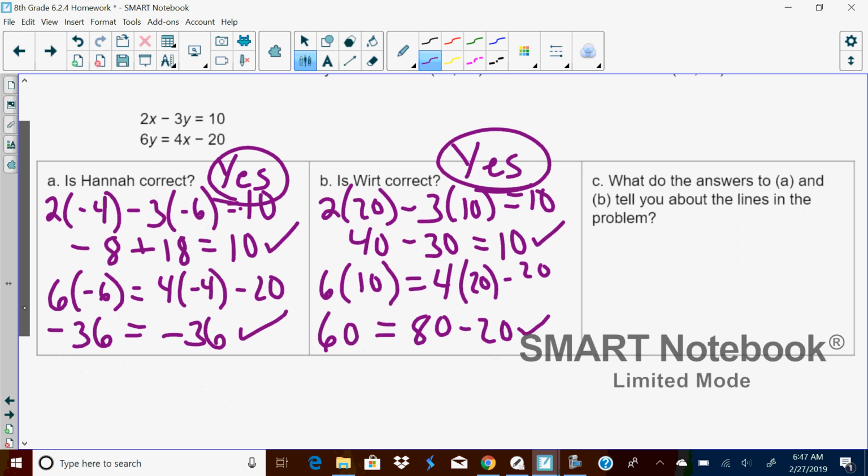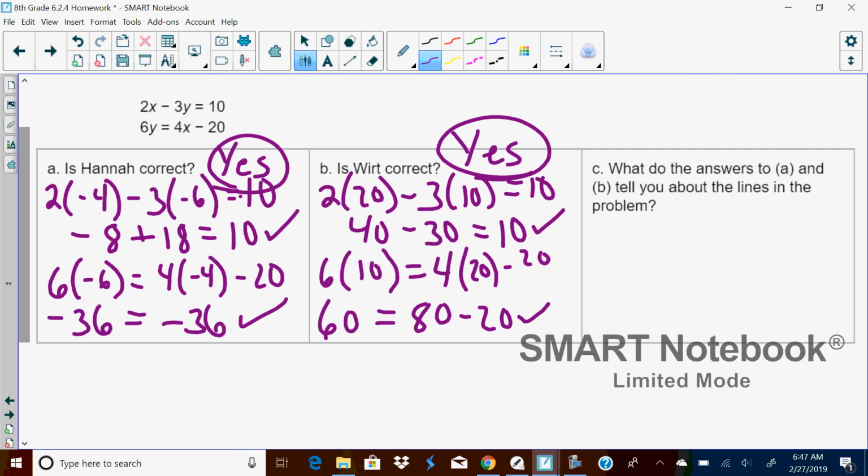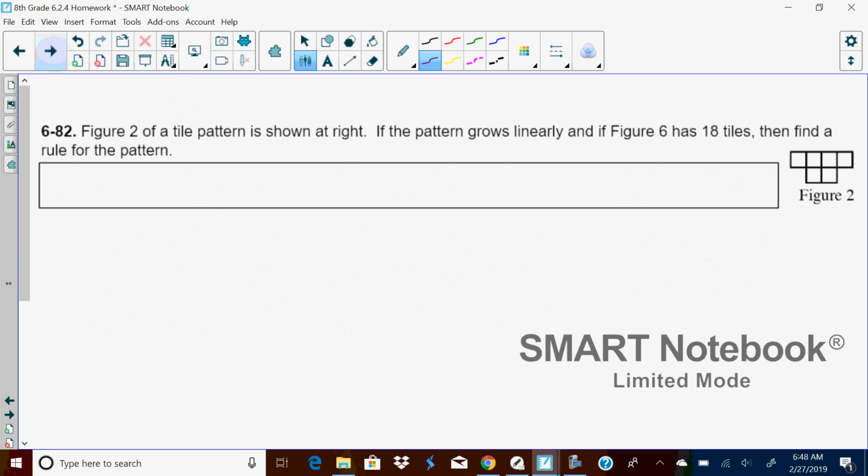So then it says, what do the answers to A and B tell you about the lines in this problem? That they are the same line. Because if both of them work, there's an infinite number of solutions.